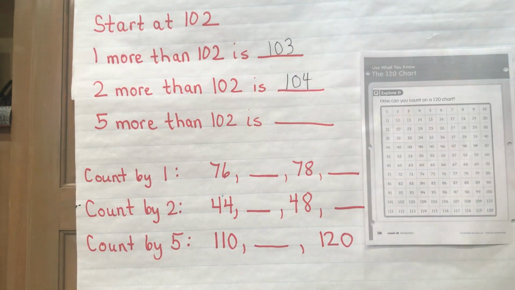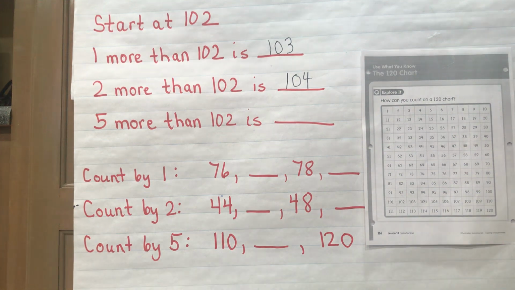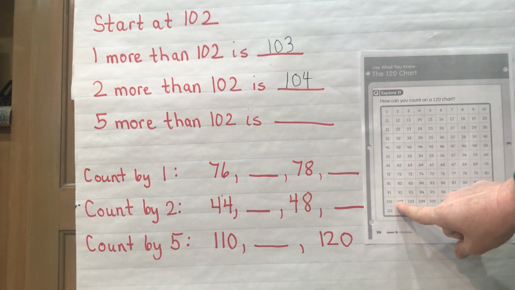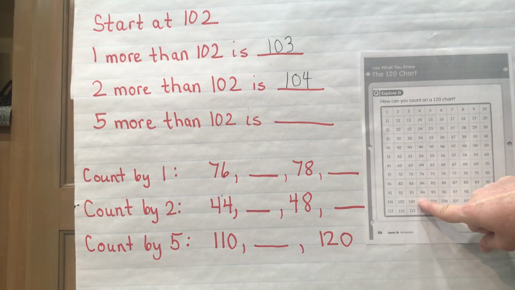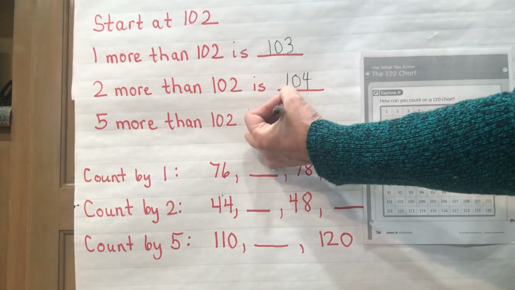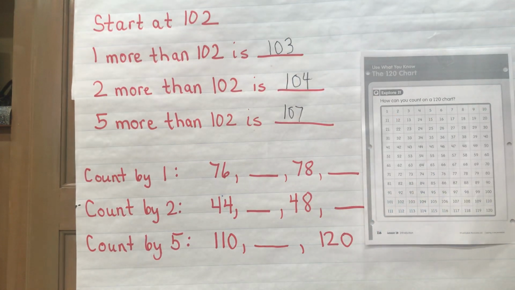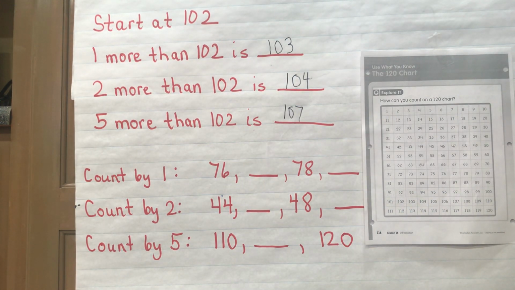104. And then we're also going to have to count by 5s. So 5 more than 102 is, I would go to 102 and I count over 5 more. 1, 2, 3, 4, 5. 107. So it's just counting on. You're going to have to count on by 1s, 2s, and 5s.